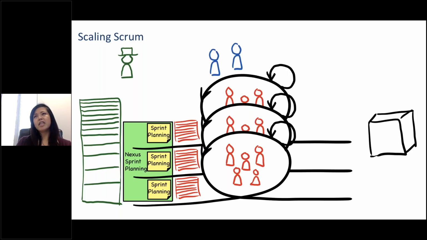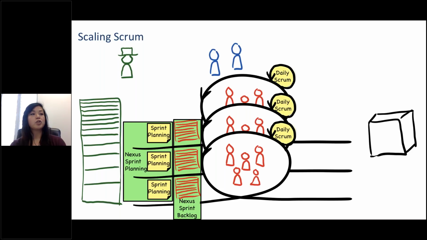Okay, the thing is, how during a sprint are we going to visualize these dependencies for our whole Nexus, for the 3 teams together? Well, we can do that by forming a Nexus Sprint backlog. Okay, so we're still doing Scrum, so that means that every day at least once, our teams need to come together and still do a daily Scrum.